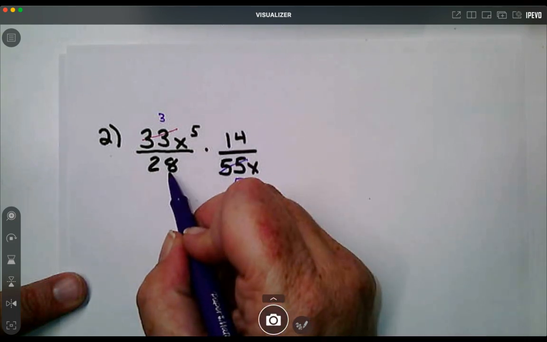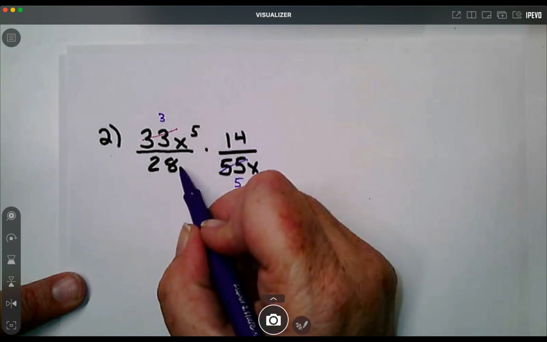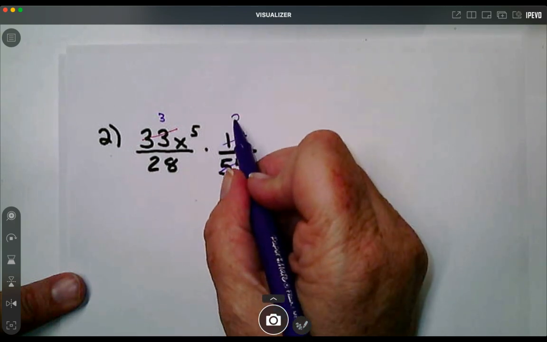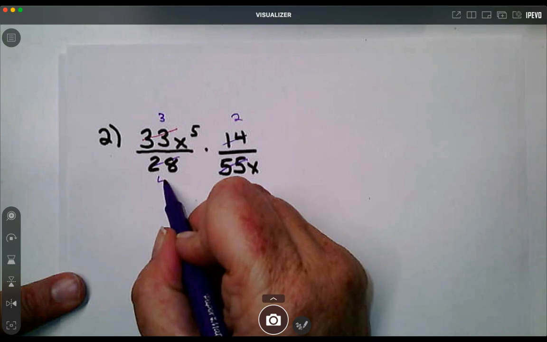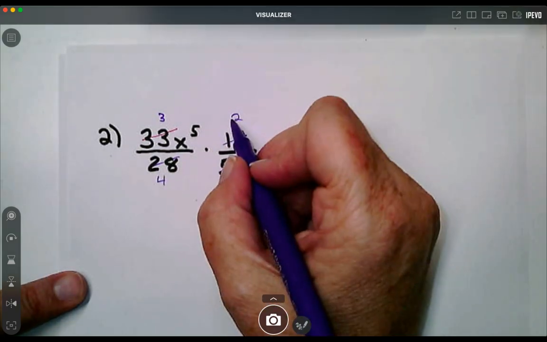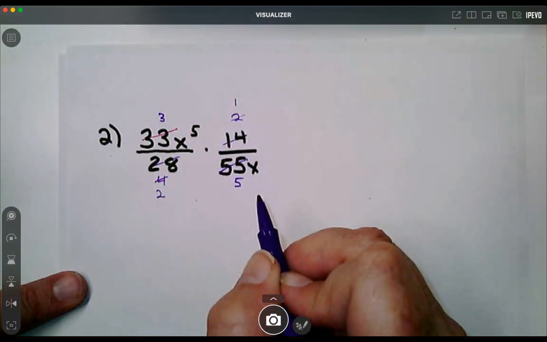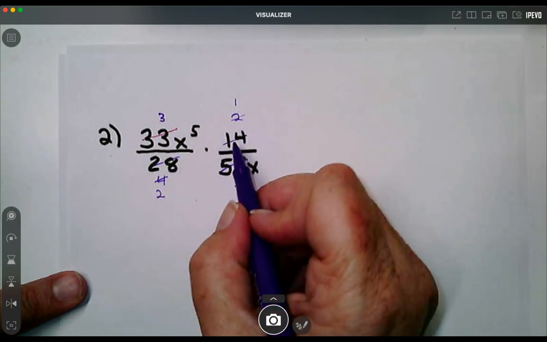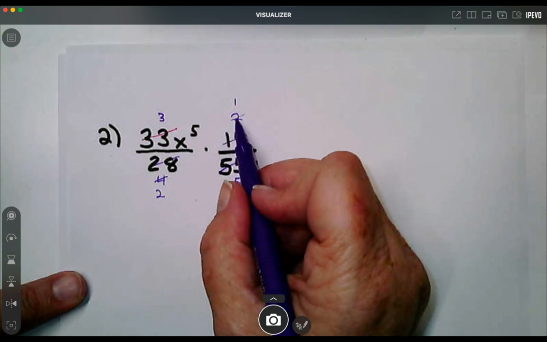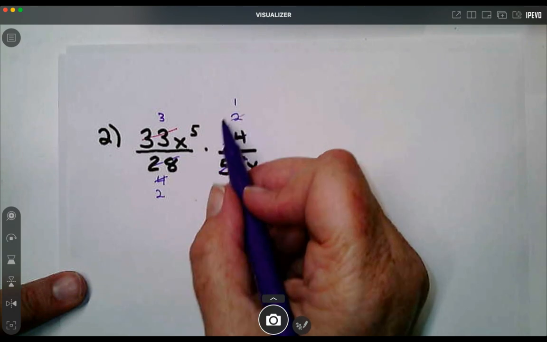14 and 28. They both divide by 7. They also both divide by 14, but let's just pretend for a minute you thought it was 7. This would get you 2 over 4. But look, 2 over 4 simplifies again. That becomes a 1 over 2. So if I had divided by 14 to start with, I would have gotten 1 over 2. But let's say I divided by 7, I would have gotten 2 over 4. And then I simplify my 2 over 4 to be 1 over 2.